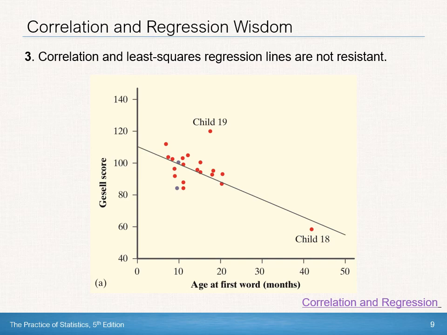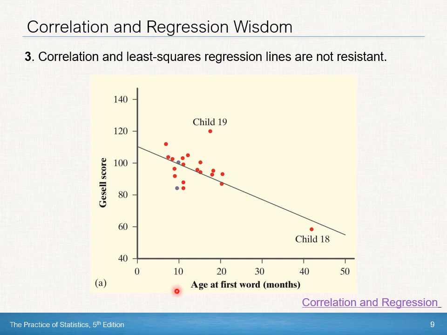All right, correlation and least squares regression lines are not resistant. They change dramatically depending on outliers. All right, so in this one you can see you have a bunch of data. There are 2 points that are quite different than the rest of this data, and that's this child up here.